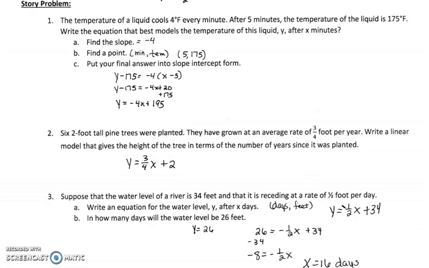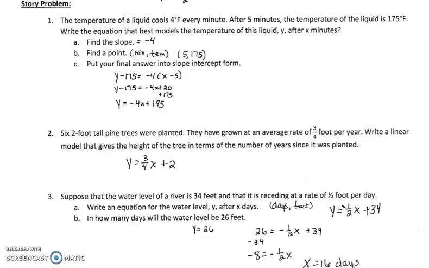It says find the slope. The slope of the line, notice it says that the temperature cools 4 degrees every minute. So it is going down 4 degrees, so that's why it's a negative 4 as a slope. And then for your point, remember they told you it's minutes, comma, temperature. And so you take the set of information they gave you. After 5 minutes, the temperature is 175 degrees. So your point is 5, 175.